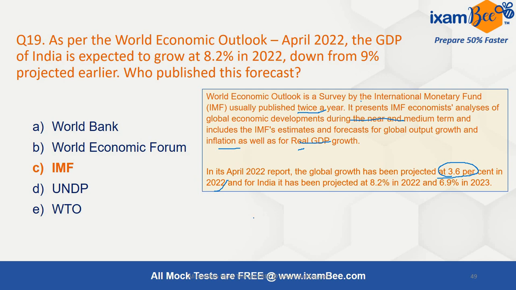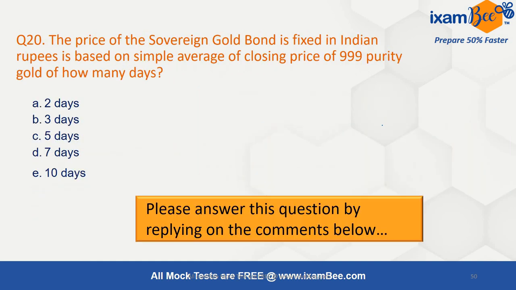When IMF or any international organization says any economic data number, it is always a calendar year. So when they say 2022, it means January to December 2022. Only in India and a few countries we follow this April to March financial year. So India's growth has been projected to 8.2%, and for 23 it is projected to 6.9%. Remember these numbers are also sometimes asked in the exam.